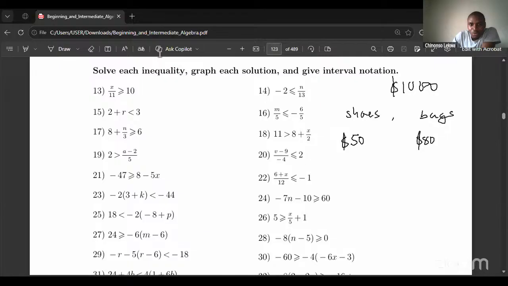So what that means, let's say S is for shoes. So I'm going to say $50 multiplied by the number of shoes, which is S, plus the number of bags multiplied by the price, which is $80 B, must be less than or equal to my budget, given that the price of a shoe is $50 and the price of a bag is $80. So it must be less than or equal to $1,000. So this is one practical example of inequalities.